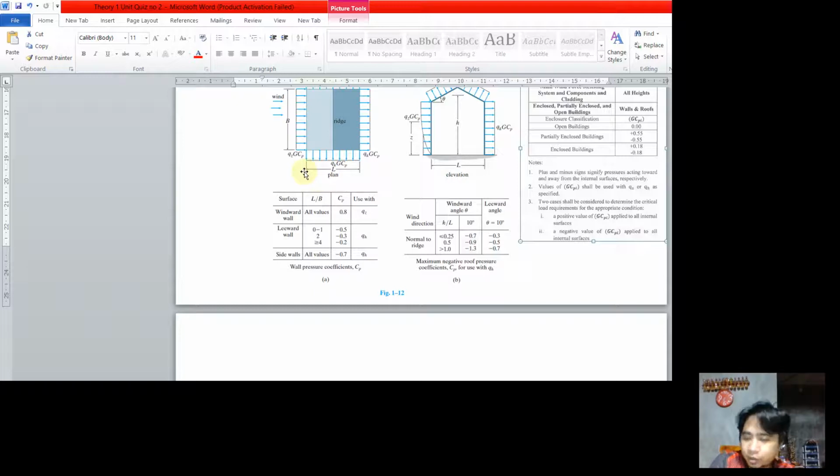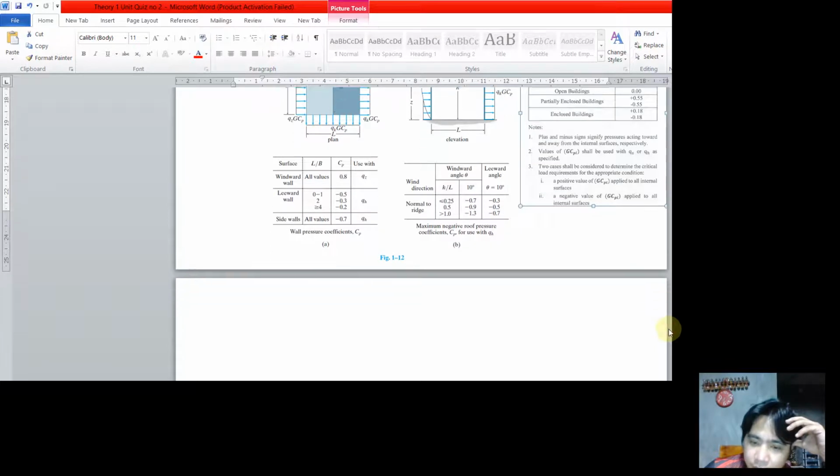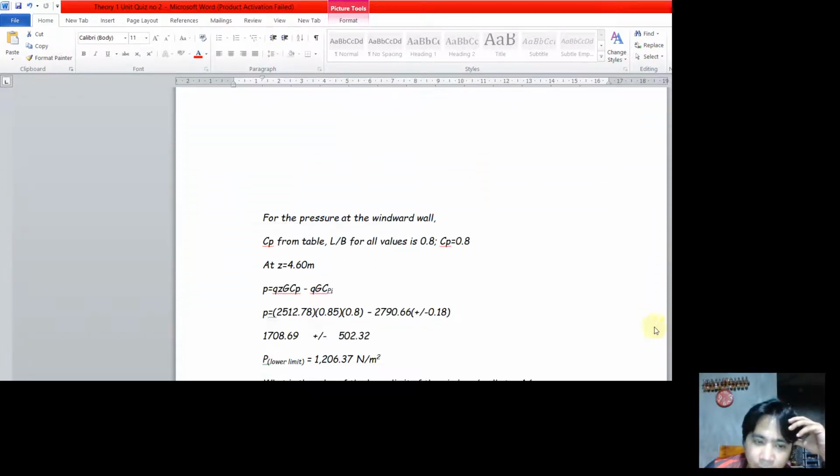So here, the windward wall coefficient for all values is 0.8. Again, this is to be used with QZ. Now, we use Cp equal to 0.8 for all values. Therefore, there will be different levels as tabulated above.